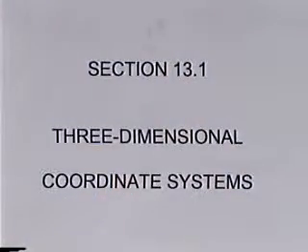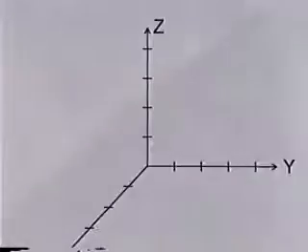Why, hello everybody. Today we're going to start Chapter 3, in particular Section 13.1, so let's get started. The name of Section 13.1 is Three-Dimensional Coordinate Systems. All right, now what does that mean, three-dimensional coordinate systems?